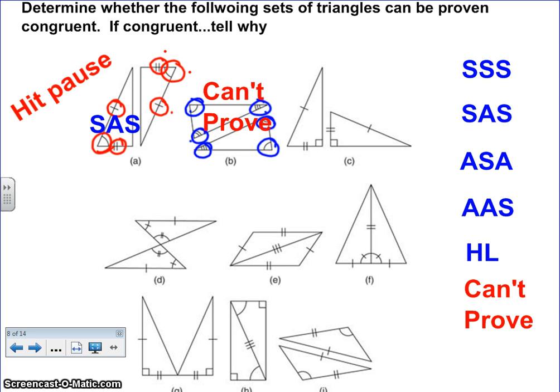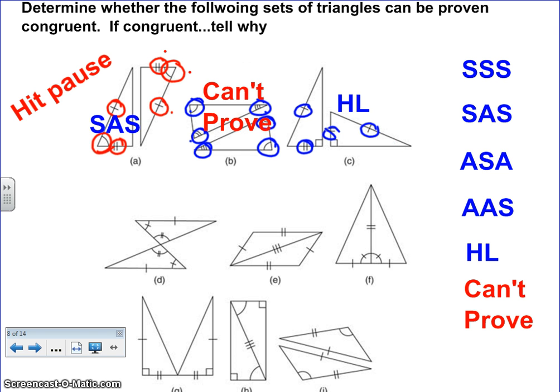It's a right triangle. It's screaming at us to use the HL. I just need to make sure that I have a hypotenuse in common. Yep. Make sure I have a leg in common. Yep. So this one can be proved by the HL, hypotenuse leg. Let's move down to D.